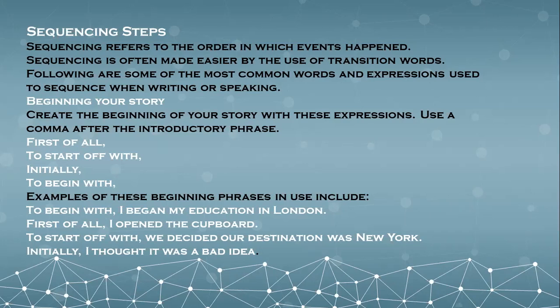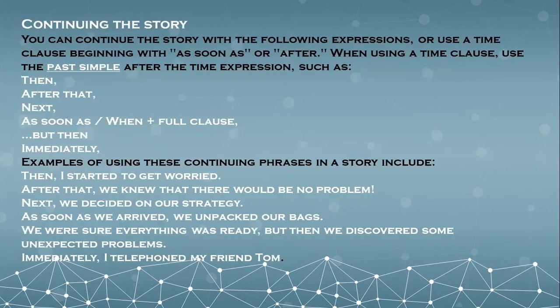Examples of these beginning phrases in use include: To begin with, comma, space, I began my education in London. First of all, comma, space, I opened the cupboard. To start off with, comma, space, we decided our destination was New York. Initially, comma and space, I thought it was a bad idea. So these are all phrases that you can start your adventure story with. This goes in the first line of your first paragraph.